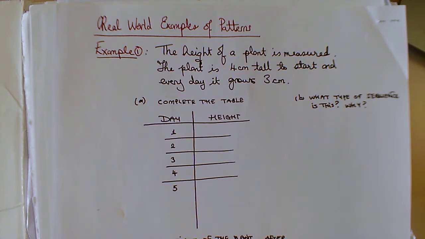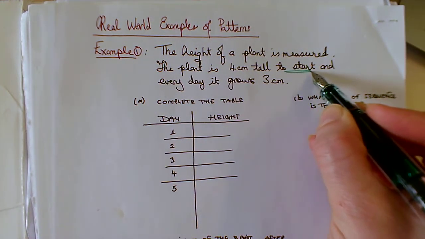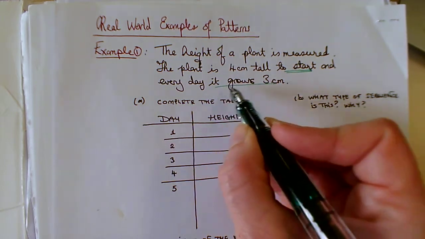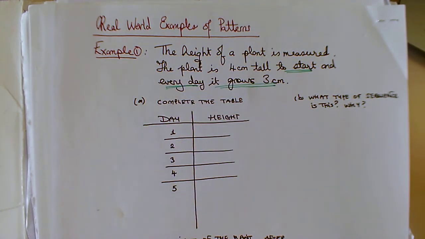So in this example of a real world pattern, the height of a plant is measured. The plant is 4 centimeters tall to start, and every day it grows 3 centimeters. So notice something here. We've talked about a start and a change, and the change happens every day. So a start and a change, that's how we describe patterns. So they've asked us to complete the table that's here.